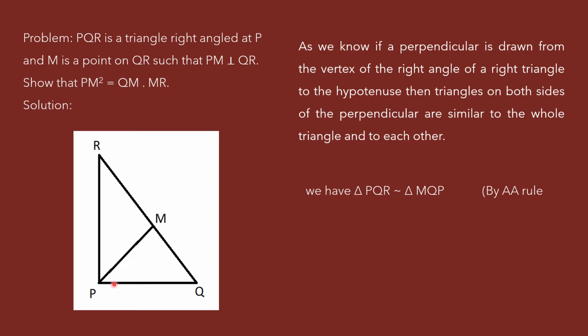How to write the similarity: PQR. In PQR, P is right angle. Therefore, MPQ, M is right angle. That's why M, common angle is QP. Therefore, while writing similarity, the order is very important. Here, PQR is the right triangle. In PQR, P is the right angle.